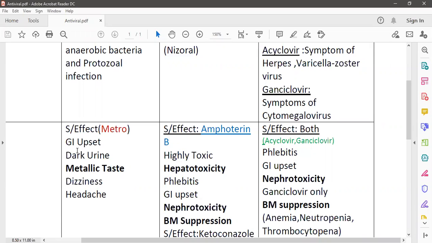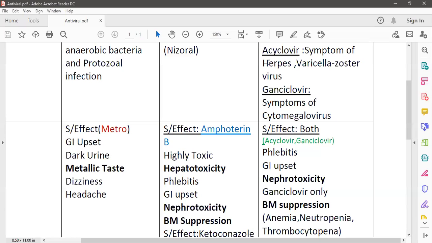What are the other common side effects of metronidazole? They cause dark urine or a metallic taste. Very important, and NCLEX would ask the question. And they also cause dizziness or diarrhea. So you could educate your patient after using this medication: it is good not to drive and not to do any heavy machinery work.